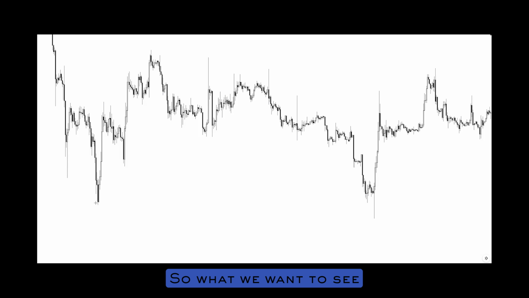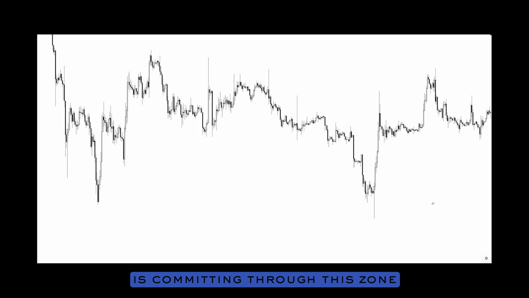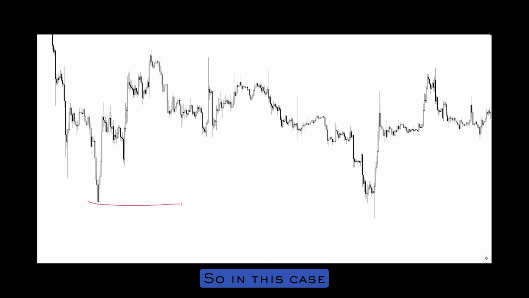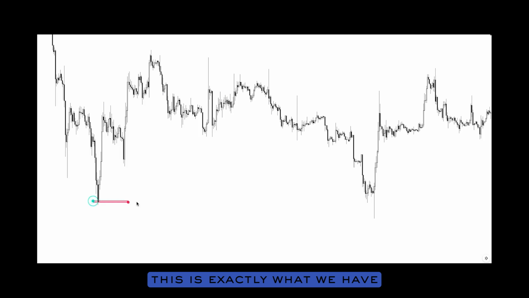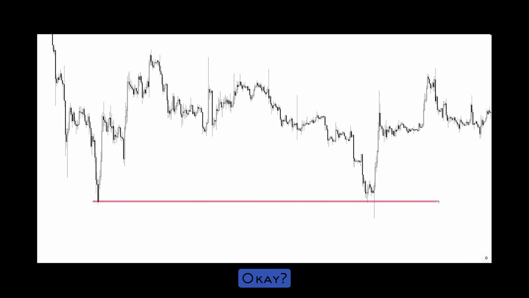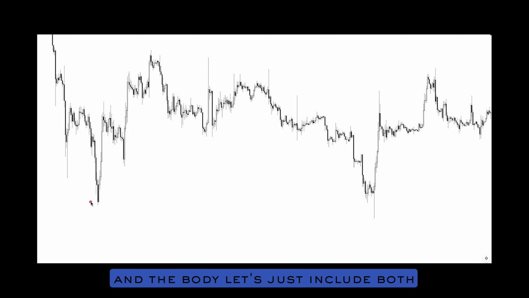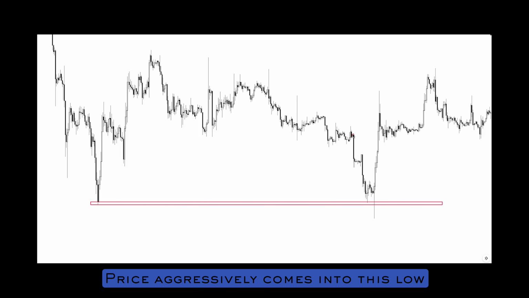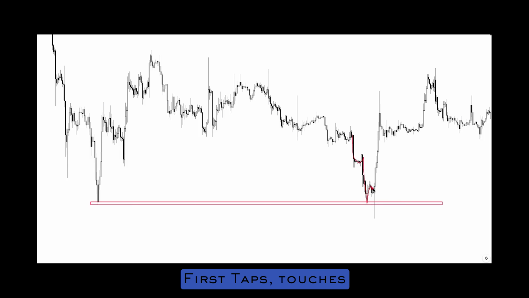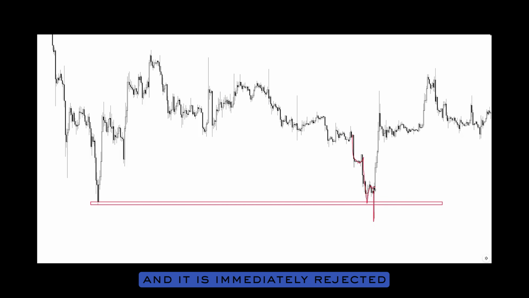What we want to see is committing through this zone. The last thing we want to see is a swing failure pattern, and in this case, it's exactly what we have. So here's the low. If we're going to include the wick and the body, let's just include both. Price aggressively comes into this low, first taps, touches, and is immediately rejected.